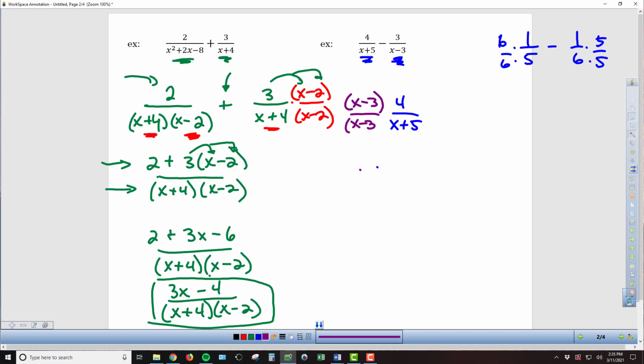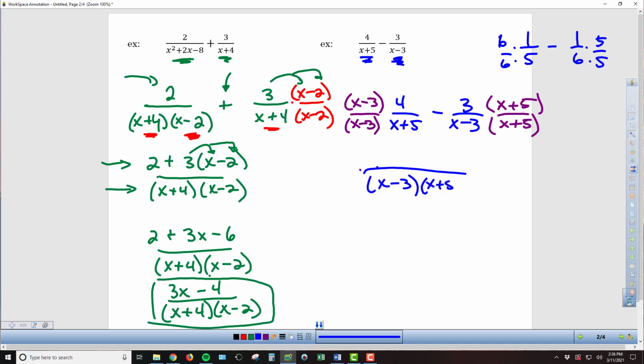And then the second fraction, minus. The second fraction, the 3 over x minus 3, I'm going to need to multiply the top and bottom by x plus 5. So this way, both of my denominators are going to end up with the exact same thing. They're both going to have x minus 3 and x plus 5 in them. So I can go ahead and create that. So x minus 3 times x plus 5 in the bottom.